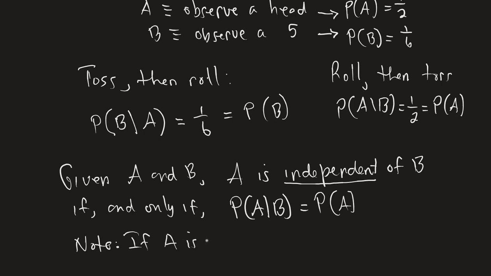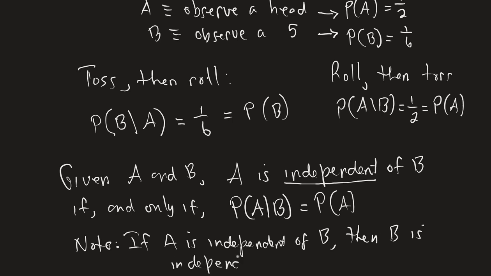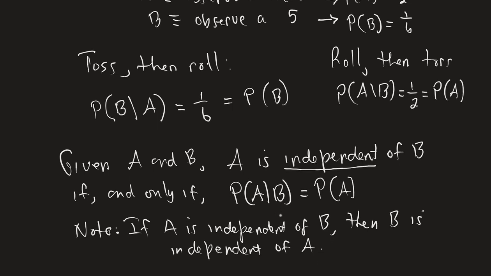If A is independent of B, then B is independent of A, right? Not only that, we can say even more.